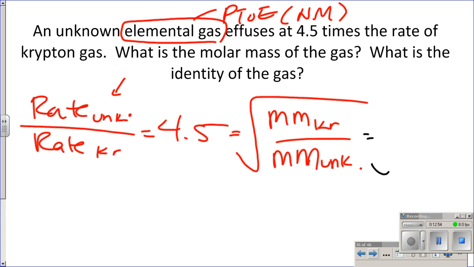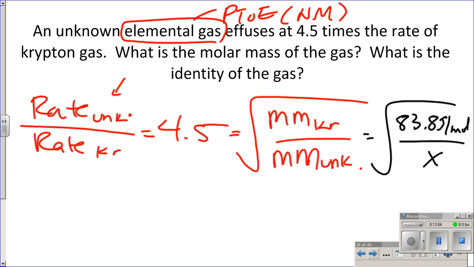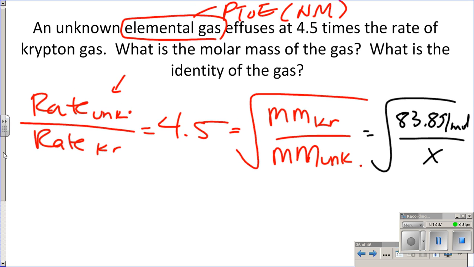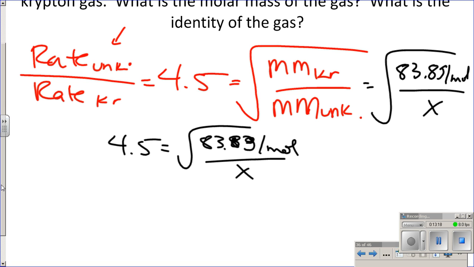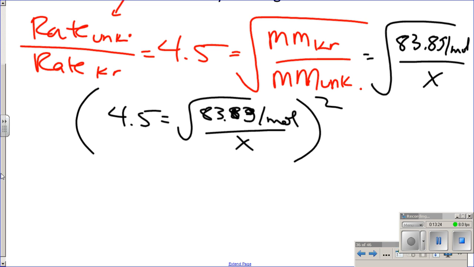I know the molar mass of krypton is what? What is it? 83.8 grams per mole. And mass of unknown is I'm going to call X, because I don't know what that is. All right, so basically your math involves you going, okay, 4.5 is equal to square root of 83.8 grams per mole over X. How do I isolate X? Square everything. Okay, so by squaring everything, you say 4.5 squared, I'll calculate that in a second, is equal to, I've now taken away the square root, so it's 83.8 grams per mole over X.